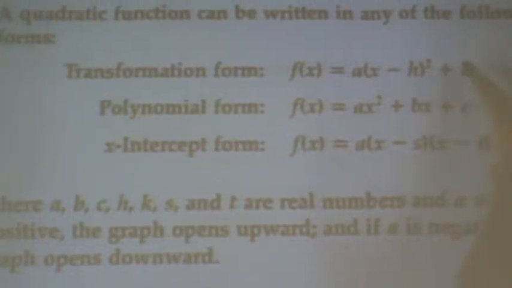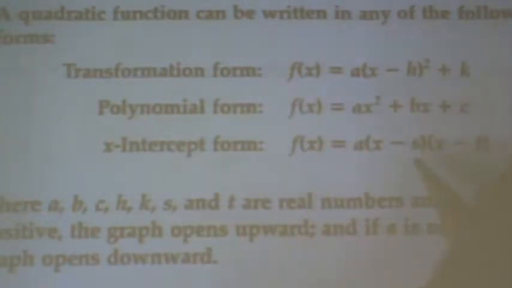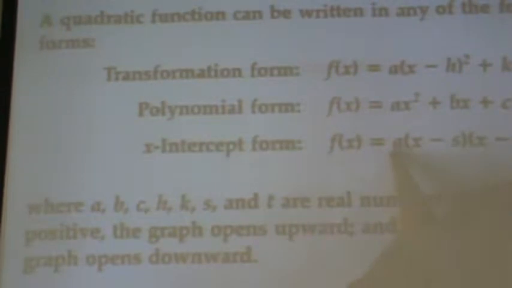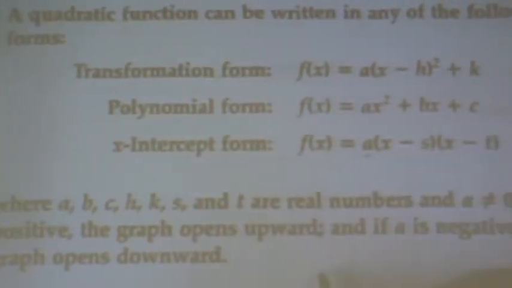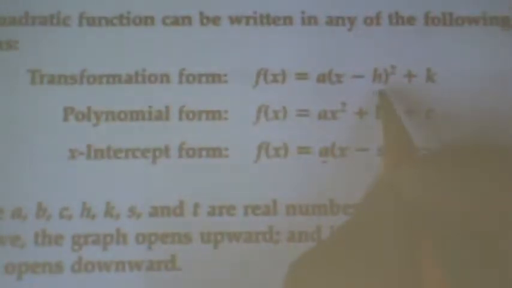Each form has a different... yes. Do we have to memorize these? Yes, you have to know them. You'll remember them once we go through them. This is all review, except this x-intercept form might be new for you because of the a value, but it's fairly much review. Transformation form is the easiest one.